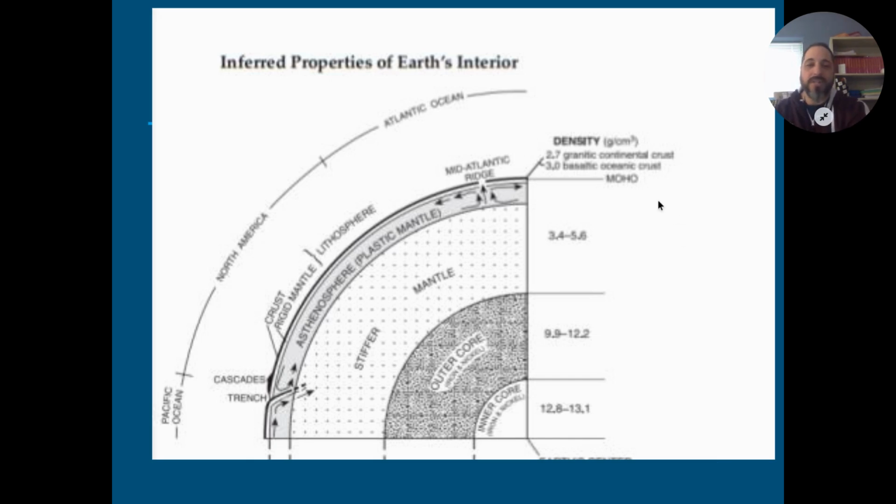Now, while we're here, let's take a look at density. You can see that as we are going towards the center of the Earth, our density is increasing. So it starts up here, 2.7 at granitic continental crust. That's a type of crust. And it goes all the way down to 13.1 at the inner core. So that's a pretty big difference in density. And it's much denser as we get further down.